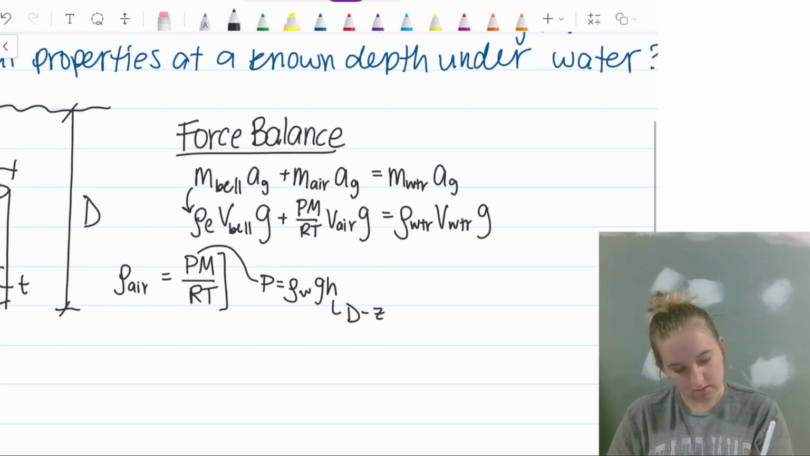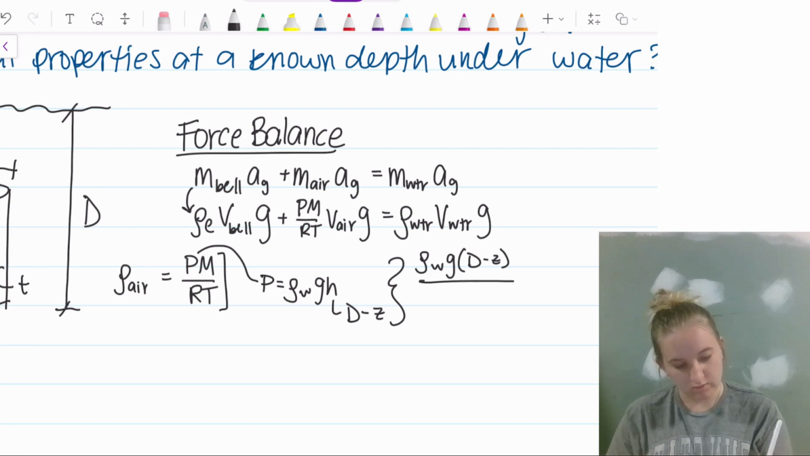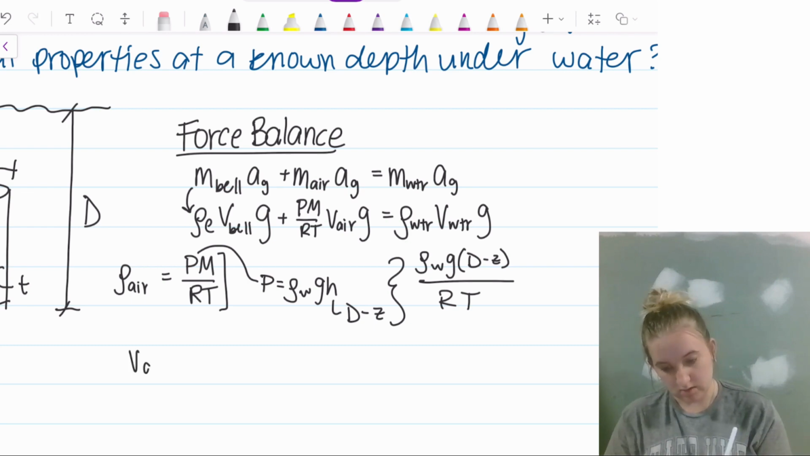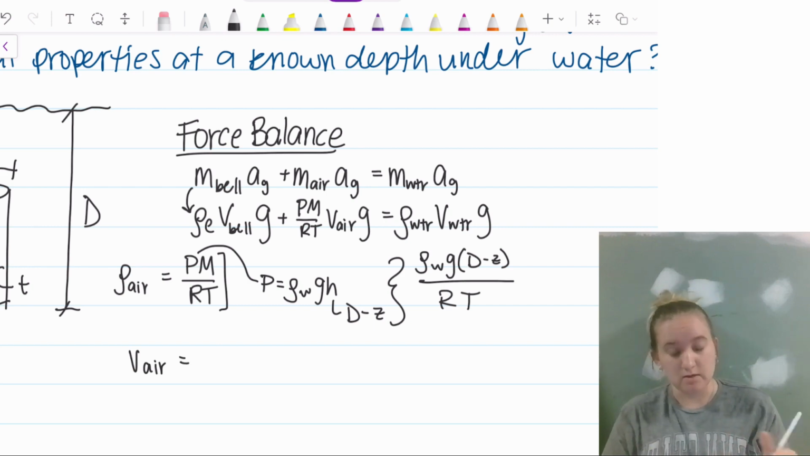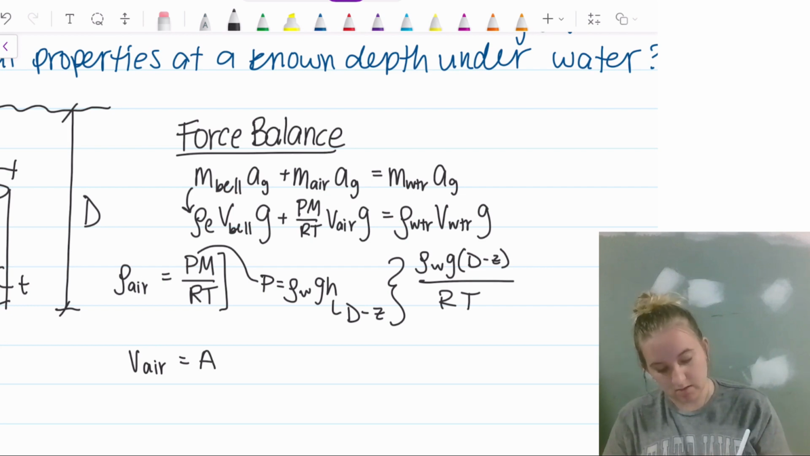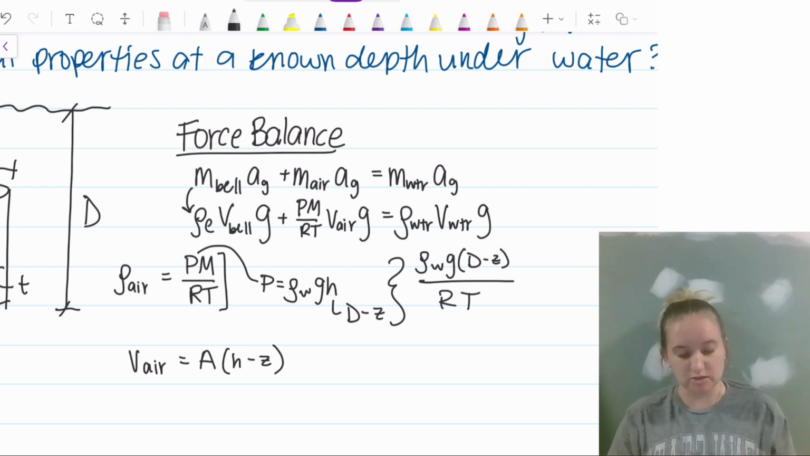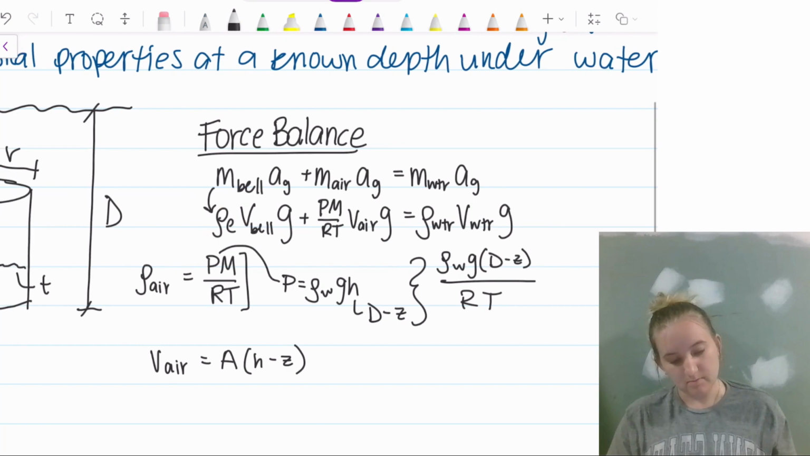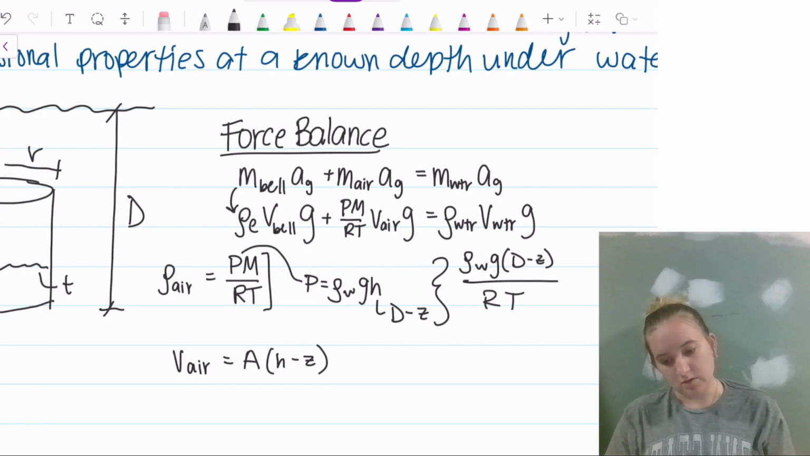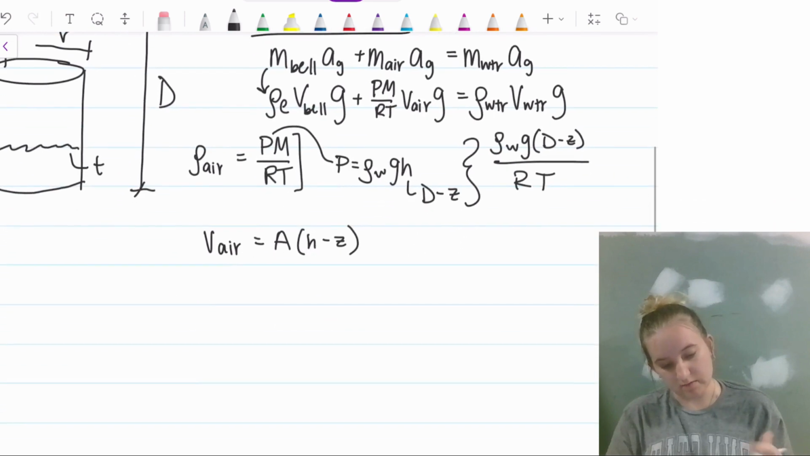So then this all becomes rho W G times (D minus Z) over RT, and then our volume of air, I'll write that down here, is going to be equivalent to the cross-sectional area times the height of the cylinder, which is going to be A times (H minus Z), because remember there's water in the bottom of the bell, so it's going to change the height a little bit. And then of course you have G, so we'll rewrite the left side here.